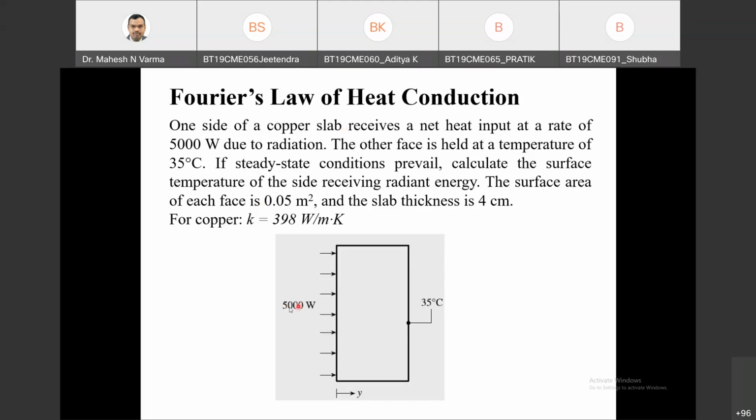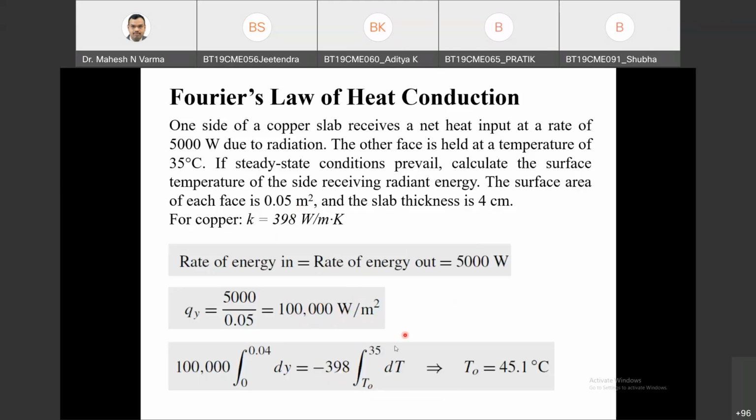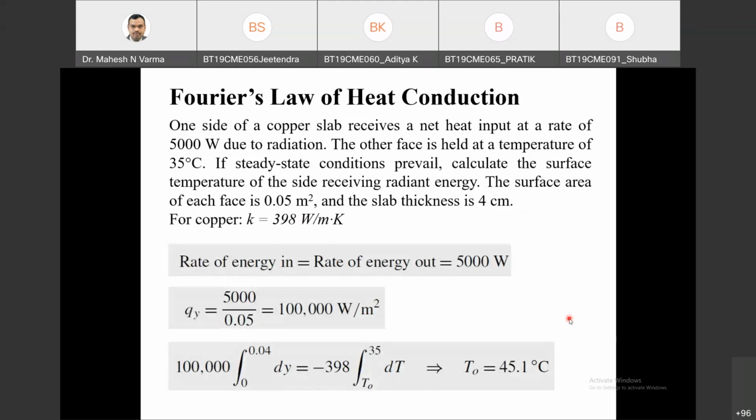Here I am getting the energy 500 watt. So flux will be 500 divided by 0.5, watt per meter square, so it will be 1,000 something, and here the temperature is 35 degrees Celsius. So you can calculate the temperature gradient. Thermal conductivity is given, and rate of energy is given. So flux is 100,000 watt per meter square, and flux equals, by the Fourier law of heat conduction, this is 45.1 degrees Celsius. Everybody got this?